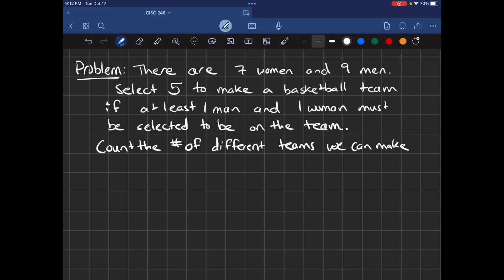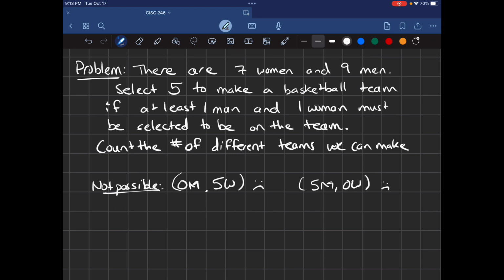So what's not possible is 0 men and 5 women. Sorry, blanked out there. That's not possible. That's a no-go. And what's also not possible is all men and 0 women. So that's also no good.